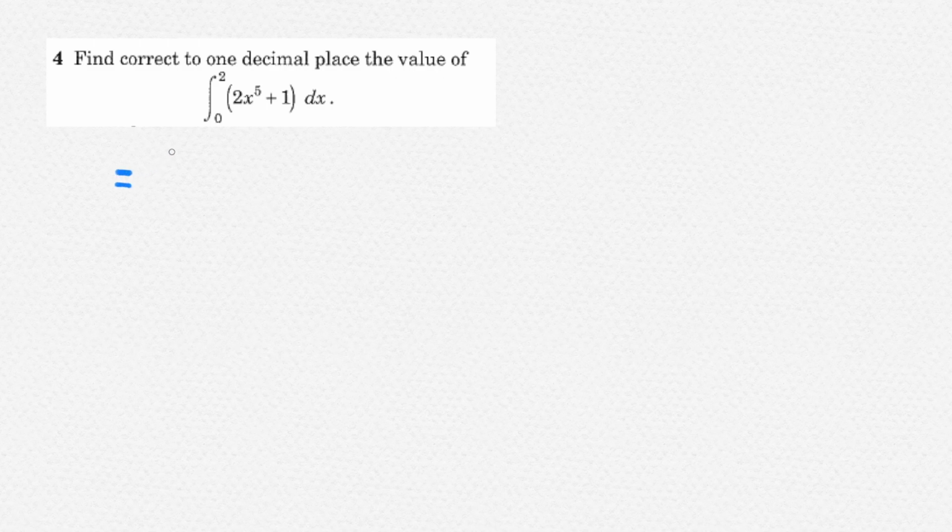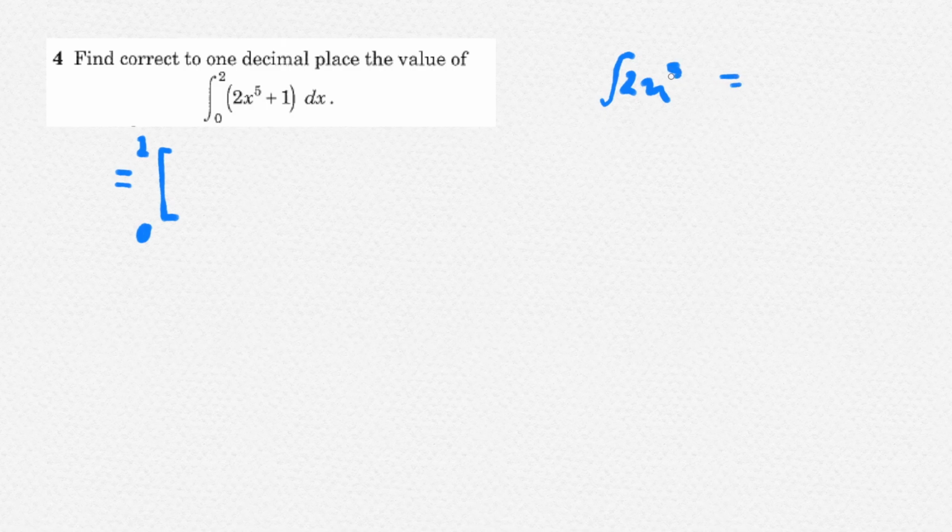Now, let's try equating an integral. The integral of 2x to the power of 5 plus 1 dx. So let's find the integral of 2x to the power of 5 first.